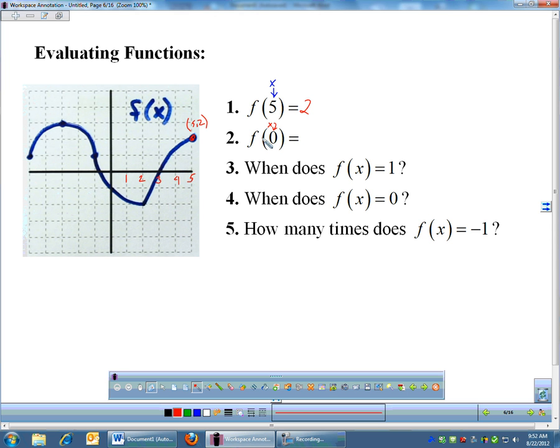If it's f of something, the thing inside parentheses represents the x coordinate. So number 2, when is f of 0? That means x equals 0. And f of 0, my graph goes right through here, and that looks like a y coordinate of -1.